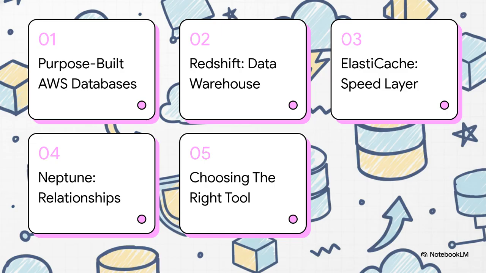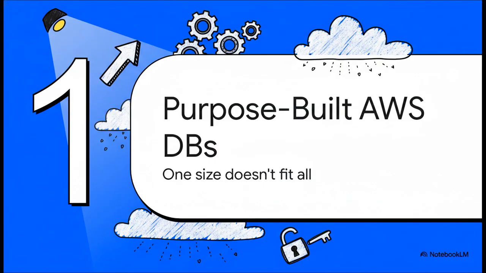Here's the game plan. First, we'll talk about why AWS has so many different databases to begin with. Then, we're going to do a deep dive into Redshift for analytics, ElastiCache for speed, and Neptune for complex relationships. And to wrap it all up, we'll put them side by side so you can lock these concepts in your brain for exam day. All right, let's kick things off with our first section, purpose-built AWS databases.